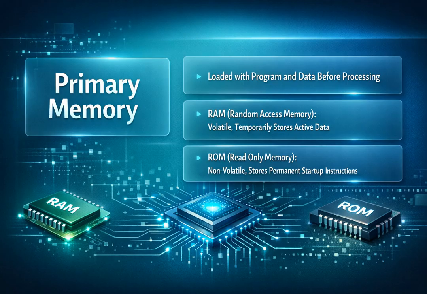Primary memory must load your program and data before the CPU can process them. RAM, or random access memory, is volatile. It temporarily stores active data while the power is on. ROM, or read-only memory, is non-volatile, storing permanent startup instructions for the computer.